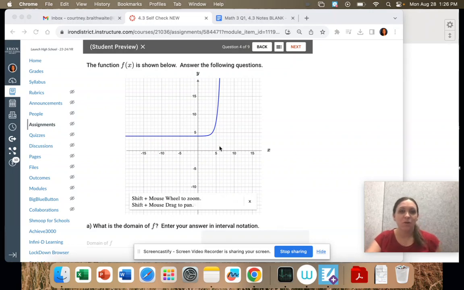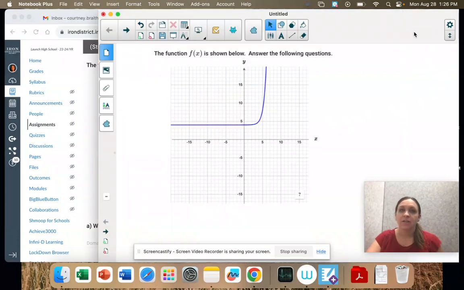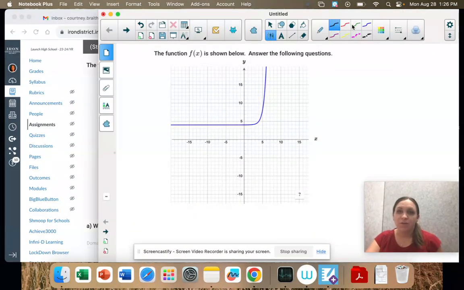Okay, question 4. We have a function here and we want the domain and range. So I don't know if you can tell, but this is an exponential function, which means it flattens out on a certain value. And it gets really, really close to that value, but it never actually touches it. So to find that value, we're going to go to where the line is, right here, at 4.